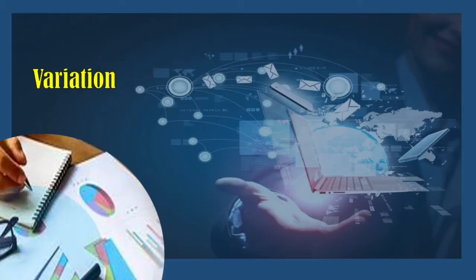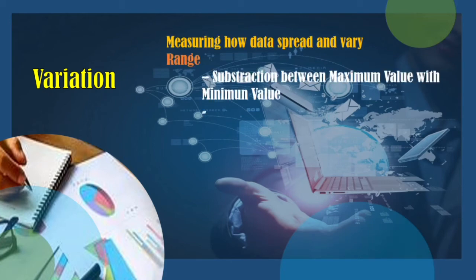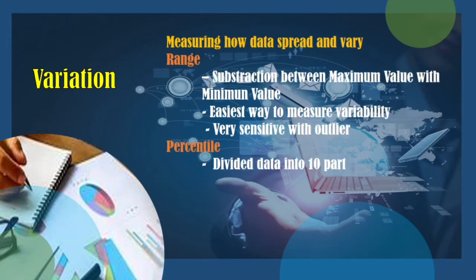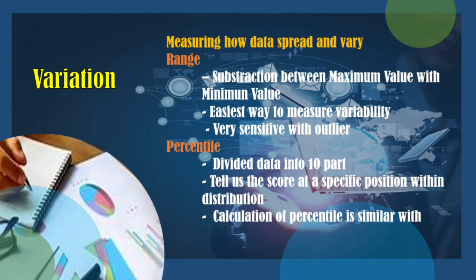Then the third is the variation. This is measuring how data spread and vary. We have the measure of the range, which is the subtraction between the maximum value and the minimum value. And this is, of course, the easiest way to measure variability. This is very sensitive to outliers, or those that are away or detached from your data.